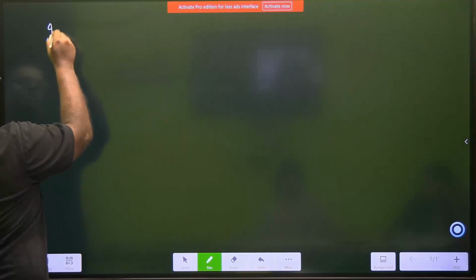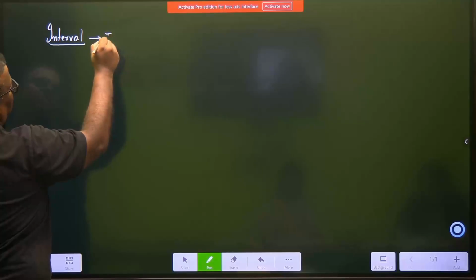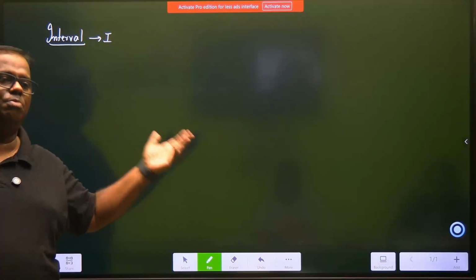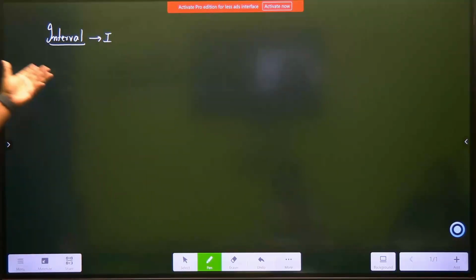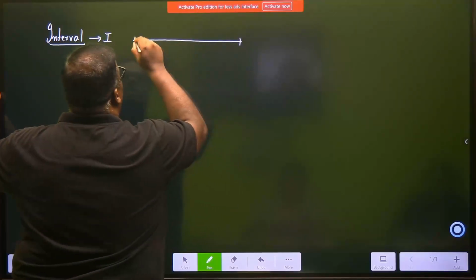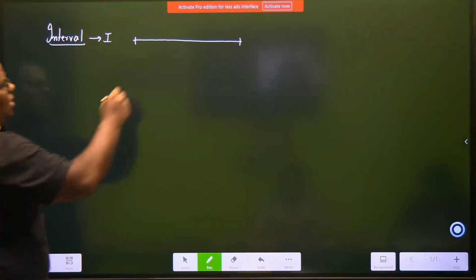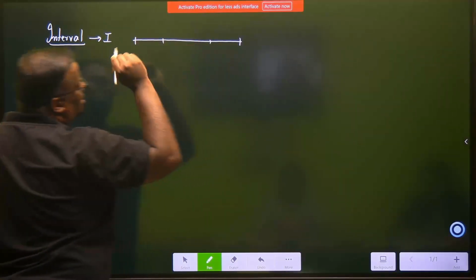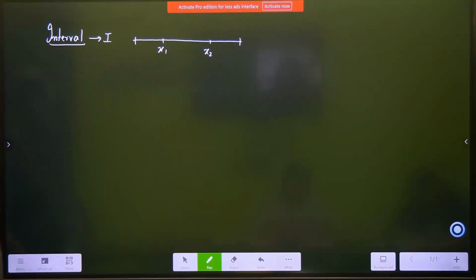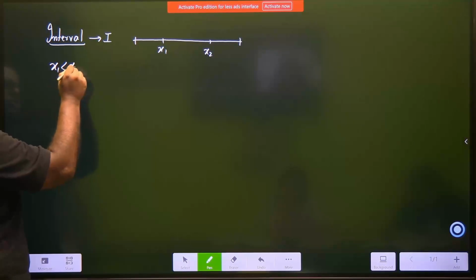Let's say we have an interval, and today we'll do problems. We have an interval. The interval is I. Children, the interval won't be just I; an interval would be like minus r to plus r, minus infinity to plus infinity, 0 to pi by 2. So the interval I means something like this. From here to here is I. Got it? And in this interval, we pick any two values, say x1 and x2, such that x1 is less than x2.